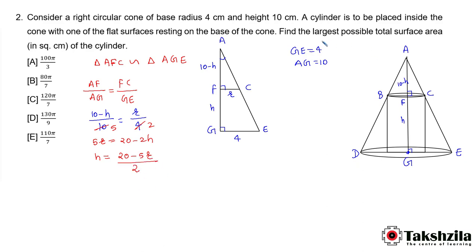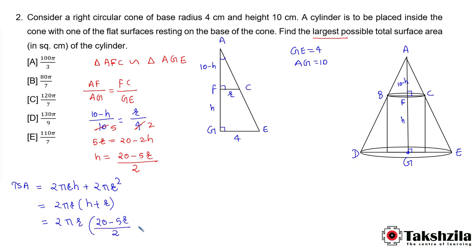We need to find the largest possible total surface area of a cylinder. So the formula for the total surface area of the cylinder is 2 pi rh, which is the curved surface area, plus 2 pi r square. So let's take 2 pi r common. In a bracket, h plus r is remaining. 2 into pi is a constant. Over here, let's replace the value of h. So that is equal to 2 pi r into h, which is nothing but (20 minus 5r) divided by 2, plus r.